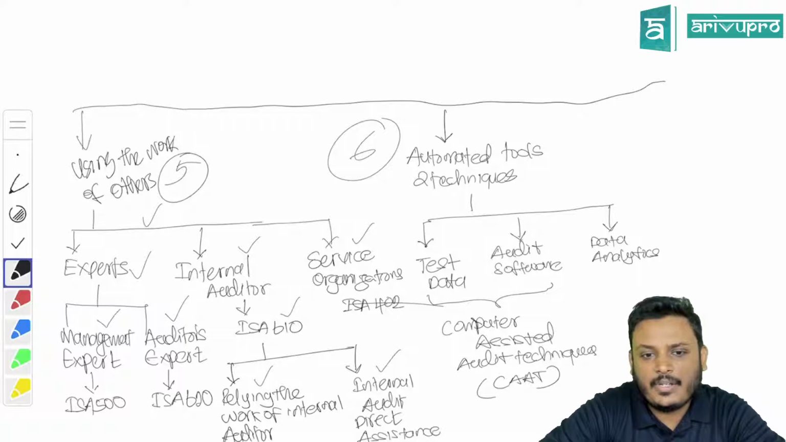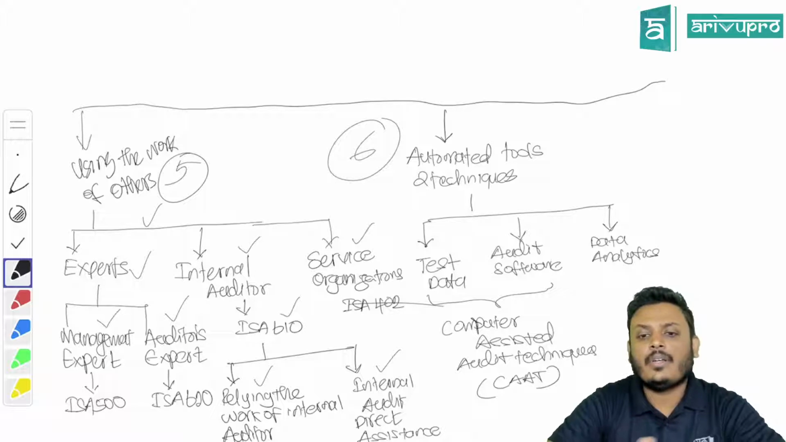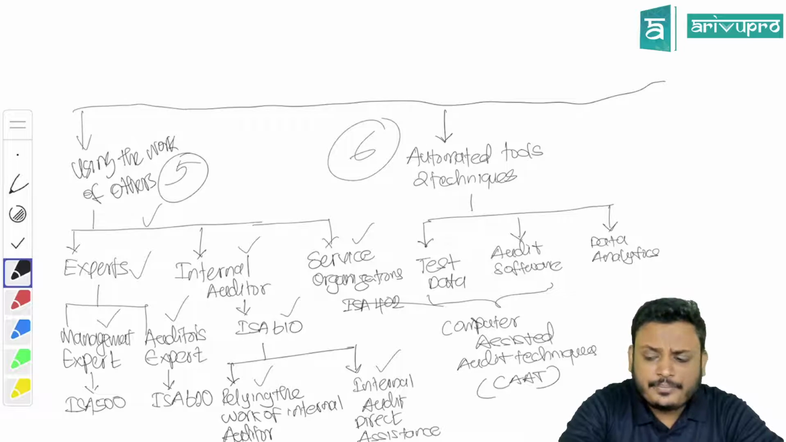Service organization. The standard is ISA 402. In some situations, we need to rely on a service organization. What is a service organization? A service organization provides services to the business. Otherwise, I can say that a company can outsource its function to a third party.